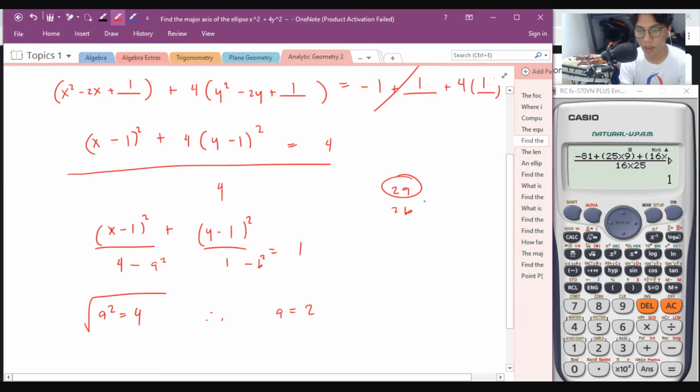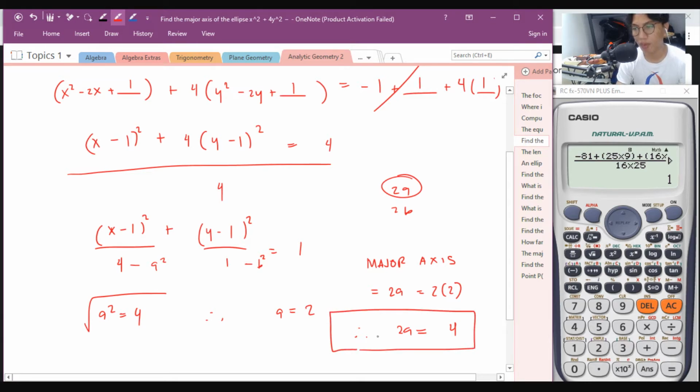Now, what we are looking for is the major axis. The major axis is equal to 2A, 2 times 2. Therefore, 2A is equal to 4. That is the major axis. That's basic.